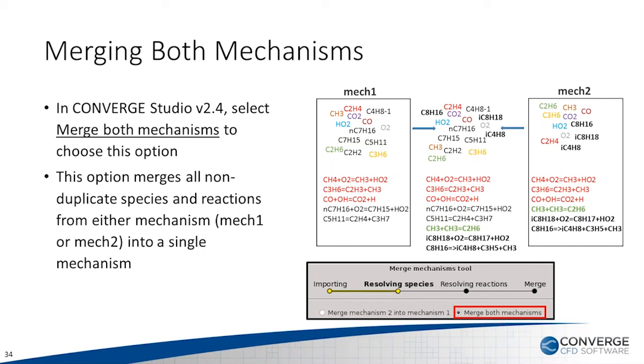Then we come to how we merge mechanisms. First, we just simply want to merge two mechanisms together. There's no baseline mechanism. I just want to take all the species from two mechanisms, put them together, and also take all the reactions, put them together. And you can see I have an example here.